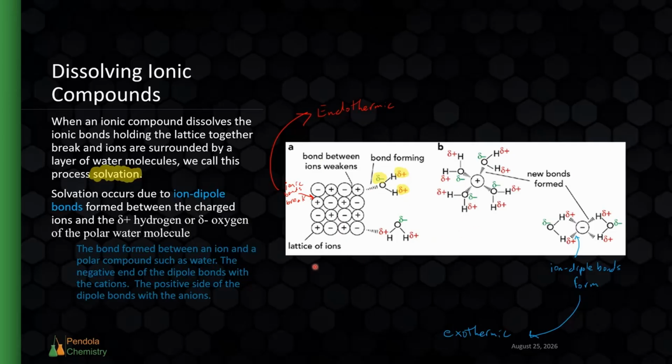Whether an enthalpy change of solution is endothermic or exothermic depends on which of these two processes is larger. So if we need more energy to break the ionic bonds than the ion-dipole bonds release when they form, then we have an endothermic process. If the amount of energy released by the ion-dipole bonds forming is greater than the amount of energy needed to break the lattice, the ionic bonds in the lattice, then we have an exothermic process. So it's really just a bit of a balancing act, right?